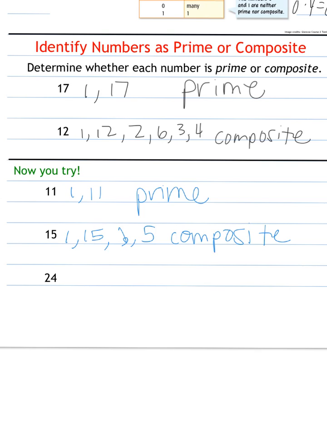Yep. And 24. Well, 1 and 24. 2 goes in there 12 times. 3 goes in there 8 times. 4 goes in there 6 times. 7 does not. We already got 8. 9 does not. 10, no. 11, and we already got 12, which is halfway, so that is all of them. Well, there's more than just 1 and itself, making this a composite number.